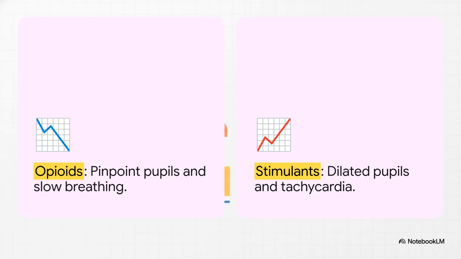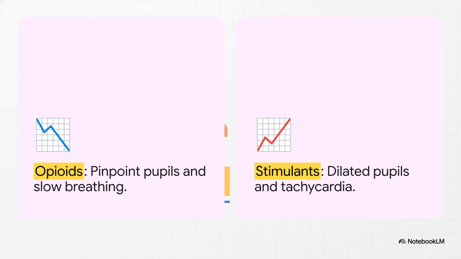Pinpoint pupils, profound bradycardia, and dangerous respiratory depression. That screams opioid intoxication and demands an immediate naloxone push. But if they're withdrawing from opioids, the entire picture flips. Suddenly you're dealing with dilated pupils, rhinorrhea, piloerection, and severe diarrhea, where you'd reach for clonidine or methadone.